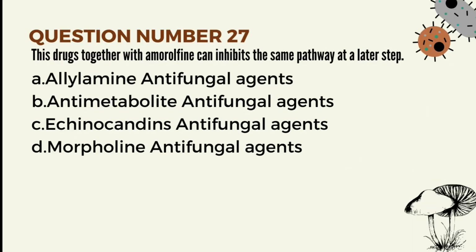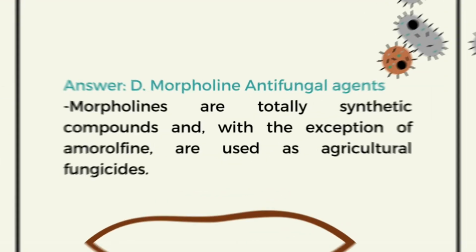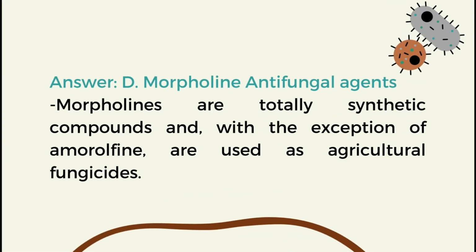For question number 27, these drugs together with amorolfine can inhibit the same pathway at a later step. A. Allylamine antifungal agents, B. Antimetabolite antifungal agents, C. Echinocandin antifungal agents, or D. Morpholine antifungal agents. Answer is letter D, morpholine antifungal agents. Morpholines are totally synthetic compounds and, with the exception of amorolfine, are used as agricultural fungicides.